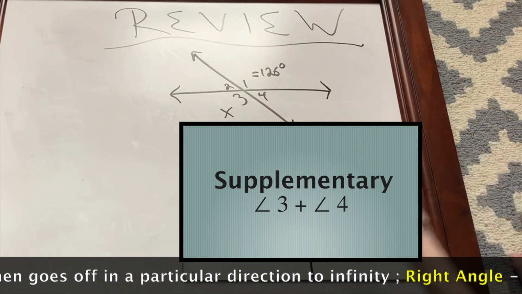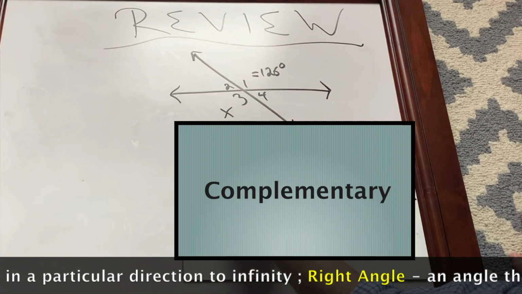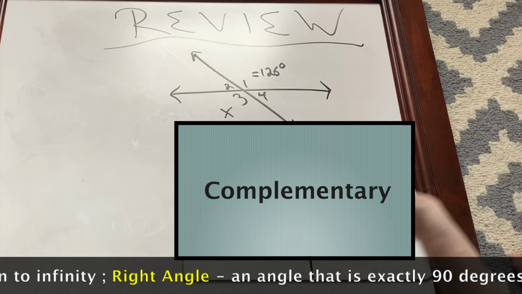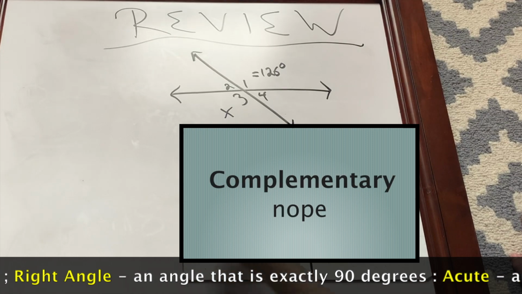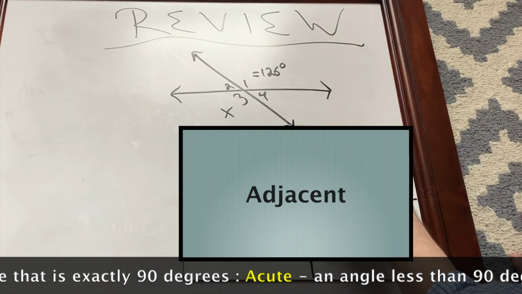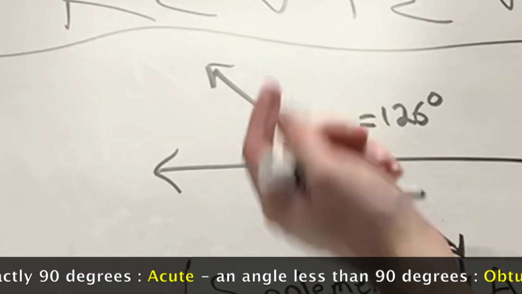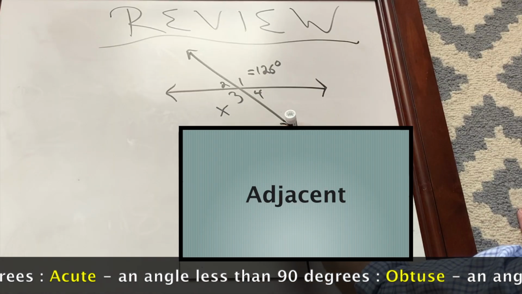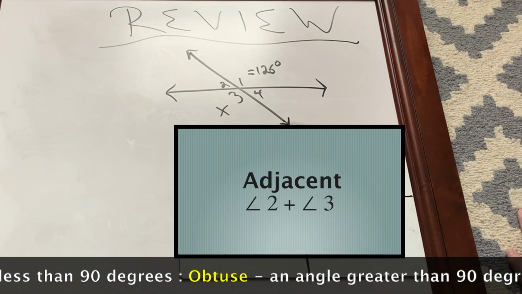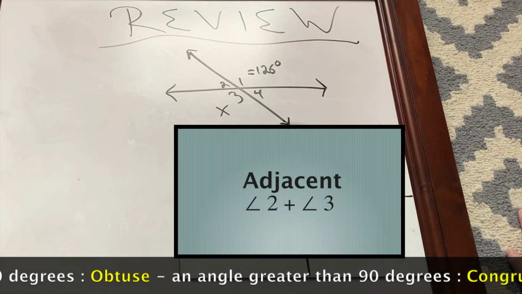Remember, 180 degrees. Complementary, 90 degrees. Do we see anything here that's 90 degrees? I do not. So there is no complementary angle here. It has to be 90 degrees. There is none. Adjacent. 2 is next to 3, so you could do angle 2, 3. And then our last one, vertical.